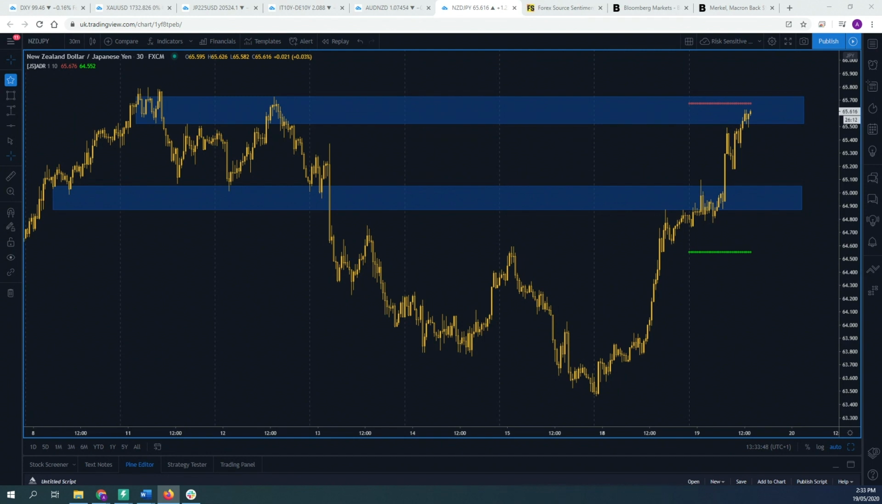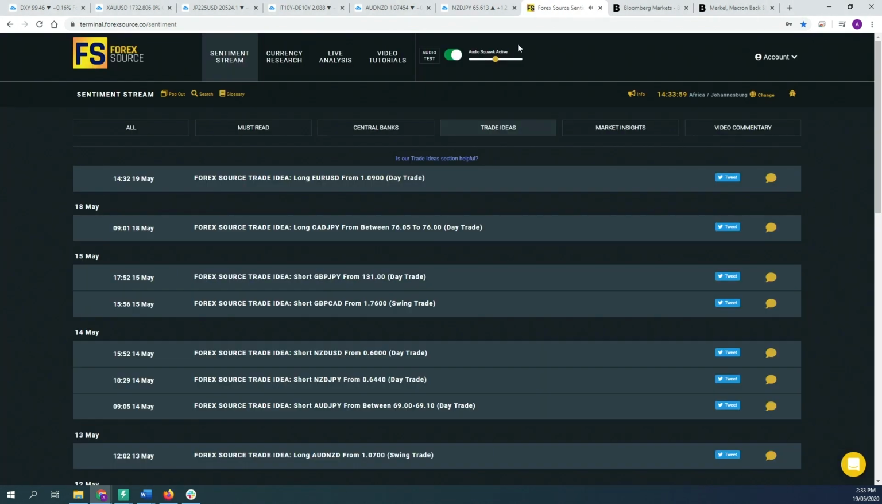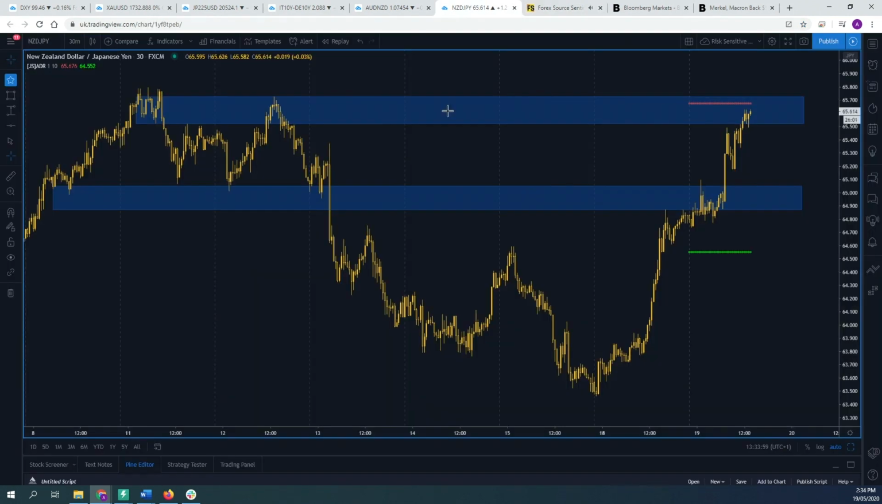So just to summarize, we use the fundamentals to show us what to trade and in which direction to trade, and then of course when to trade it. And when we have that in place, of course, we can use the technicals to give us the higher probability entries and exit zones on the chart.